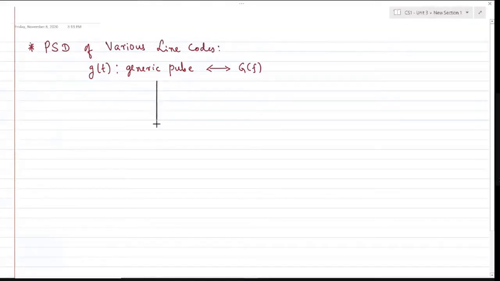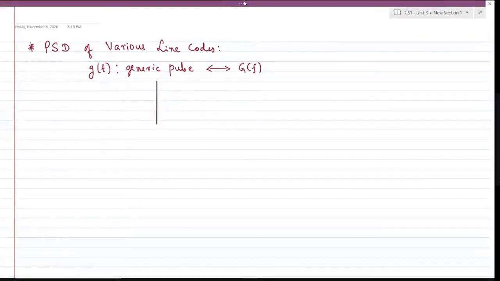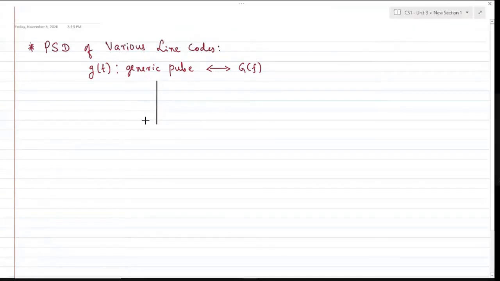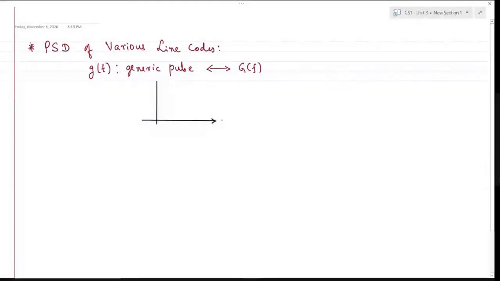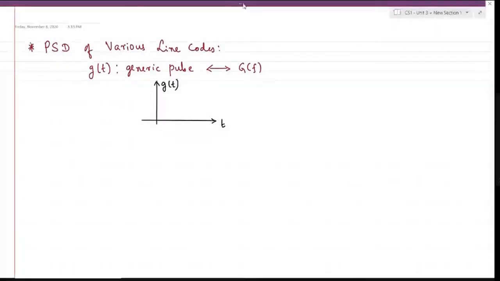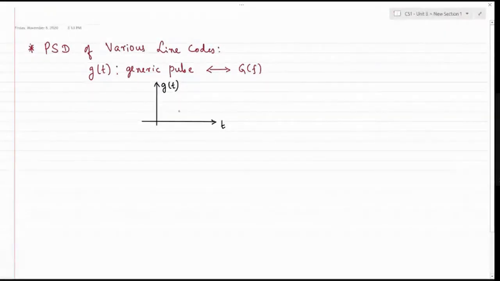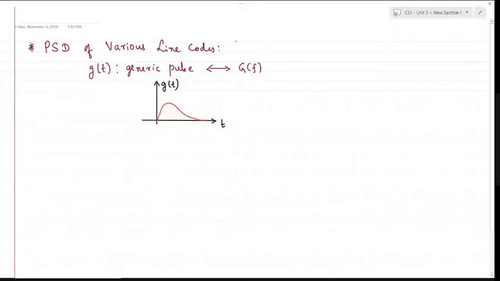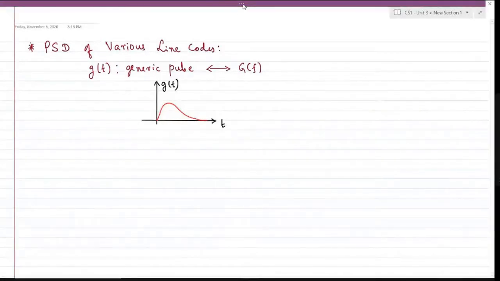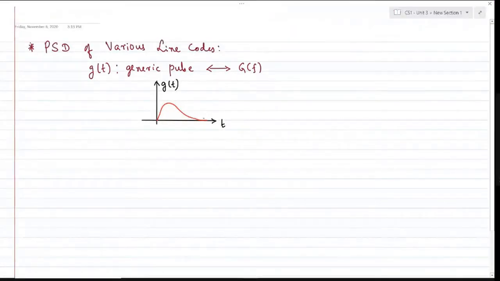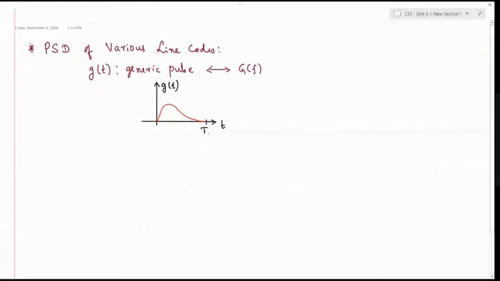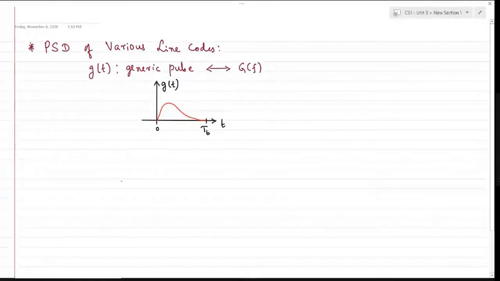This g of t can take any shape. This is g of t. I'll just take a random pulse. This will go for a duration of, say, Tb. This will have a duration of Tb, with some random amplitude to it.